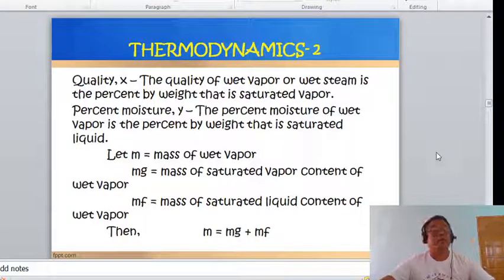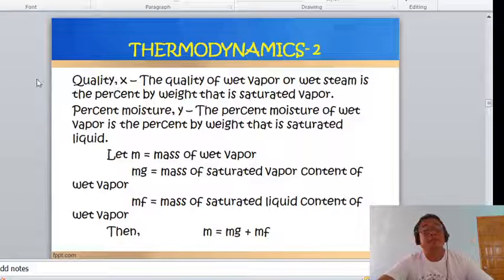Another class, we have here the quality. Quality is designated as X. The quality of wet vapor or wet steam is the percent by weight that is saturated vapor. Percent moisture is designated as Y. The percent moisture of wet vapor is the percent by weight that is saturated liquid. Take note class that the mass of the saturated vapor plus the mass of the saturated liquid is, of course, the total mass, the mass of the wet vapor.